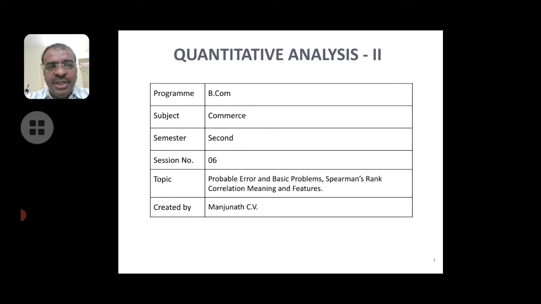In today's session, let us try to understand what is probable error, how to find out probable error, and what is Spearman's rank correlation, its meaning and features. This is session number 6 of the chapter correlation analysis and the subject quantitative analysis 2. So let us straight away get into understanding what is probable error.